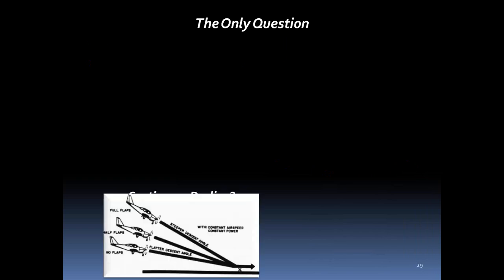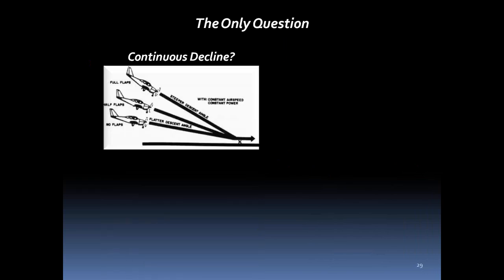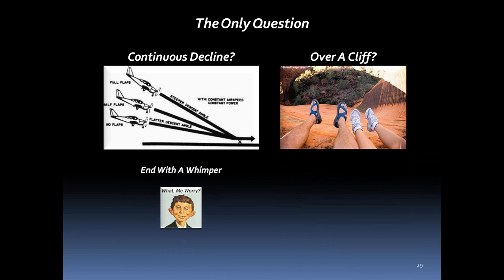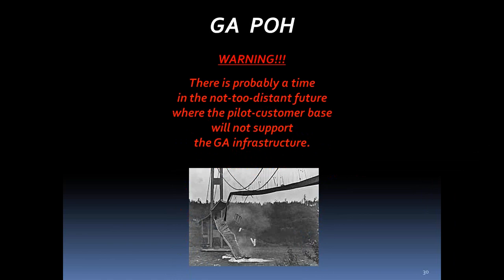So the only question, at least in my mind, is this going to be a continuous decline? It might be a little steeper, a little flatter, but we end up in the same place, just a different year. And will general aviation or personal flying end with a whimper, because we're all just sitting around saying, what, me worry? Or are we going to go over a cliff, and it will end with a bang, and then we'll all be sitting around thinking, what happened? I think the general aviation pilot's operating handbook ought to include this warning.